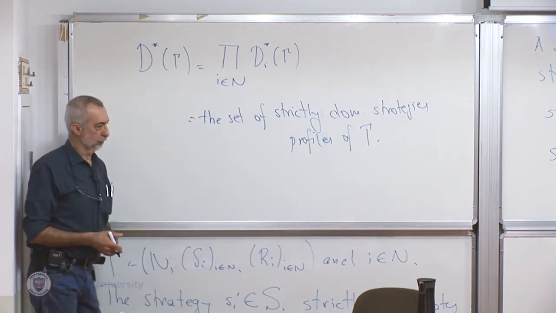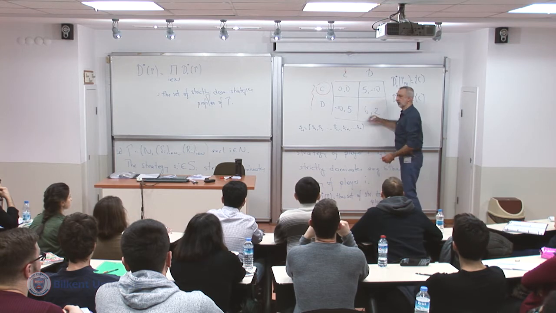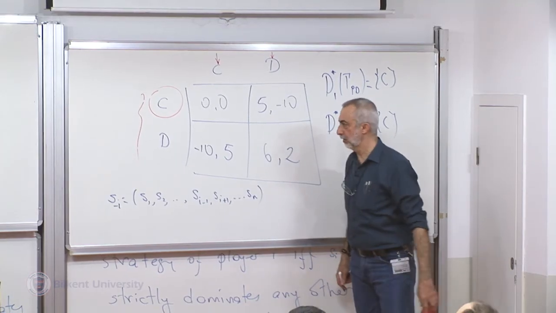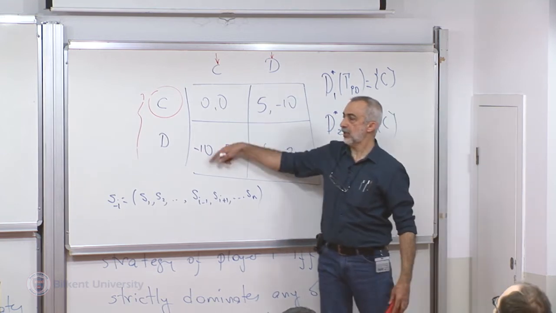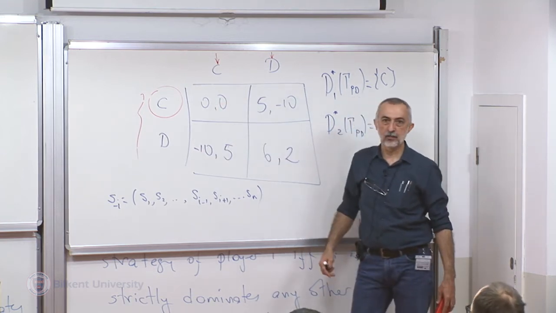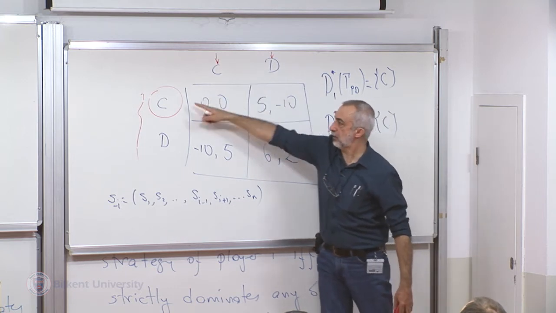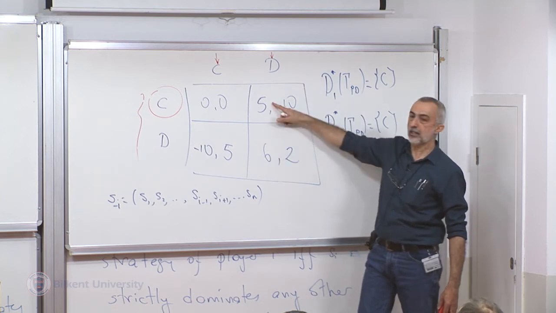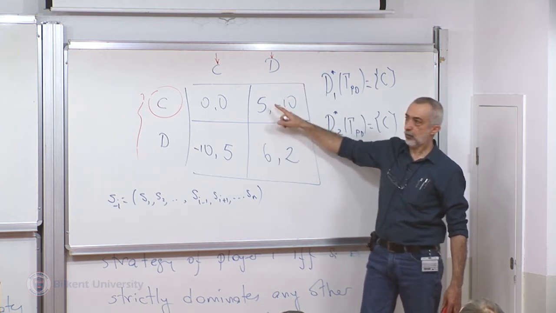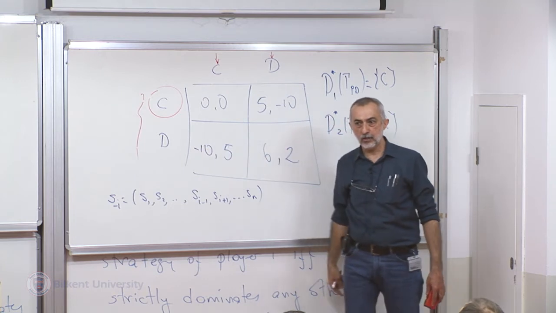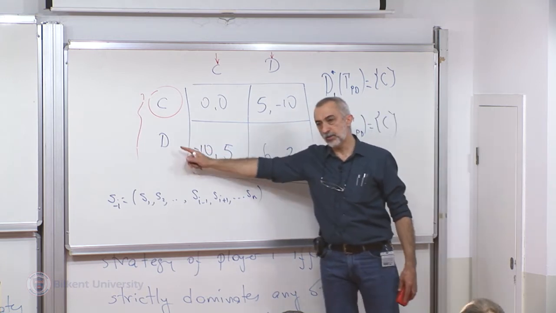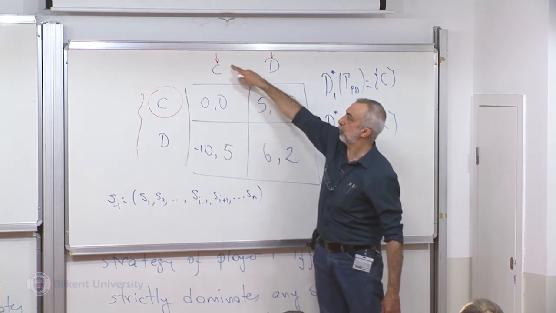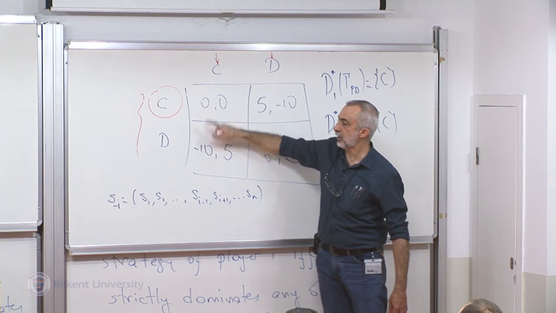If 2 is greater, yeah, 6. If this was 6, for example, does C strictly dominate D? Well, when the opponent plays C, C is better than D. But when the opponent plays D, D is better than C. So C does not strictly dominate D. And now I have to check, maybe D strictly dominates C. That's not the case either, because if the opponent plays C, playing C is better than playing D.